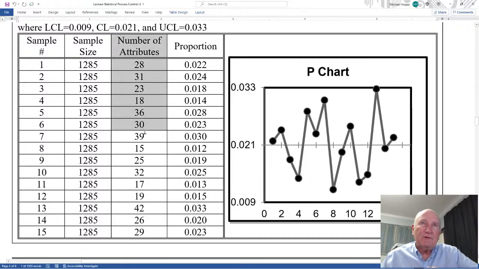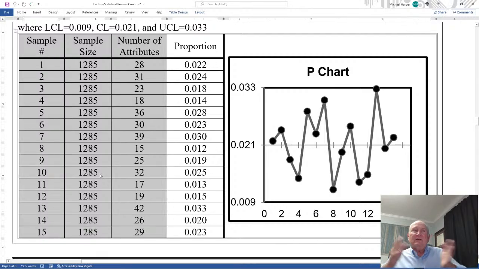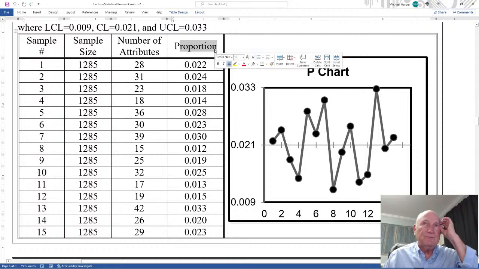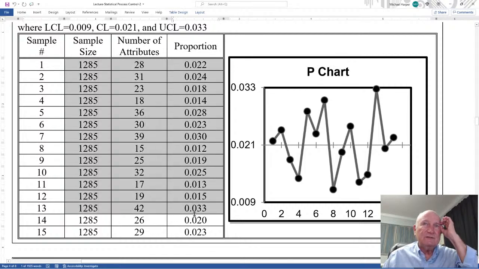We've measured the number of attributes on the first 15 samples. They're going to keep going. This is a timeline, a time series. And since it's a P chart, we're going to plot the proportion. So 28 divided by 1285 gives the proportion, and these numbers are plotted right here, and there they go. And there's my P chart, and it just keeps going and going.